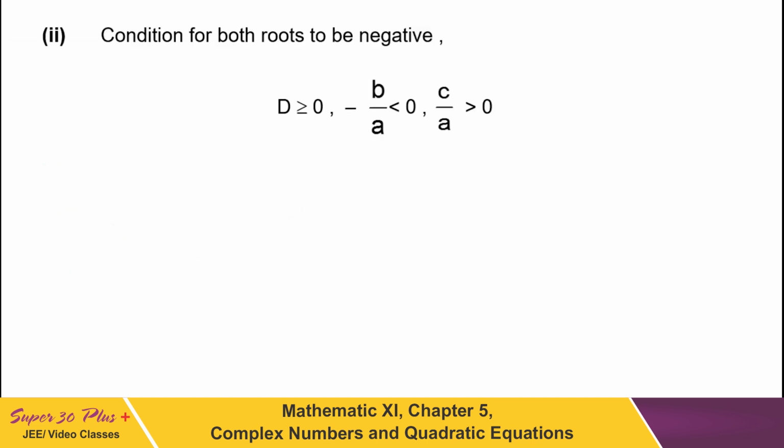Students, second condition is here. Both roots are negative. If both roots are negative, then again D is greater than or equal to 0. Roots are negative, then the sum of the roots is negative, meaning minus b upon a is negative. And if both roots are negative, then the product of roots is positive. So we can say c upon a is positive.